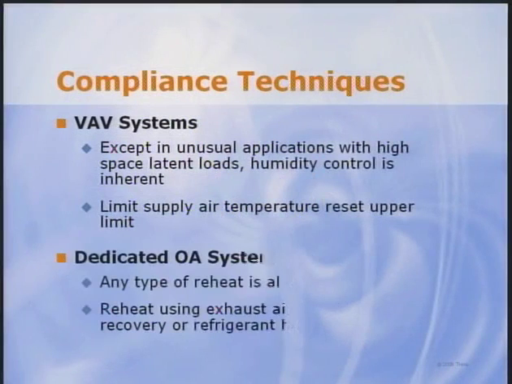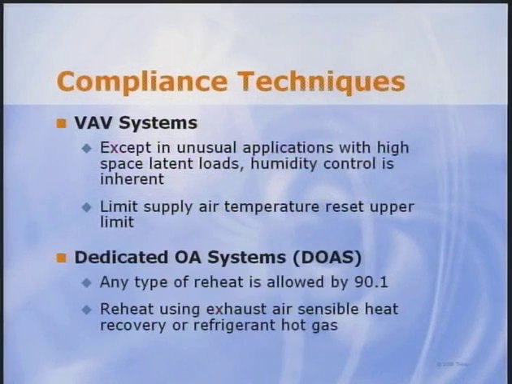The upper supply air temperature limit can be reset based on space or return air relative humidity, or it can be reset by outdoor air temperature to ensure that colder supply air temperatures are maintained when outdoor air humidity is or can be high. Compliance with 90.1 for dedicated outdoor air systems is also easy. You can dehumidify pretty much without limitation since 90.1 allows reheat of the entire design minimum outdoor air rate. However, efficiency can be improved by reheating with heat recovered from the exhaust airstream or, for DX systems, by hot gas from the cooling system.